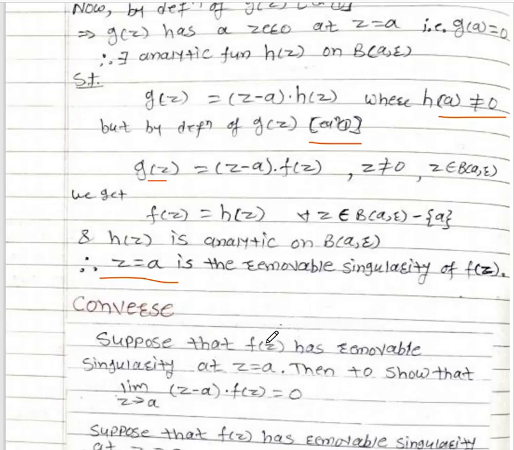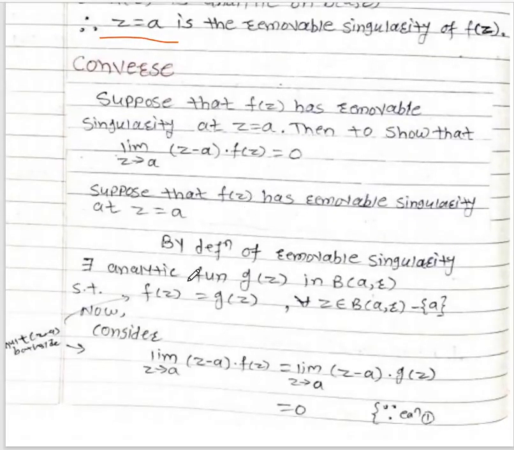Now we will prove the converse part of this theorem. Suppose that f(z) has a removable singularity at z equal to a. Then we have to show that the limit as z tends to a of (z minus a) f(z) equals 0. So by using the definition of a removable singularity, there exists a function g(z) in an open circle whose center is a and radius r, such that f(z) equals g(z) for every z belonging to the open circle minus the singleton a.